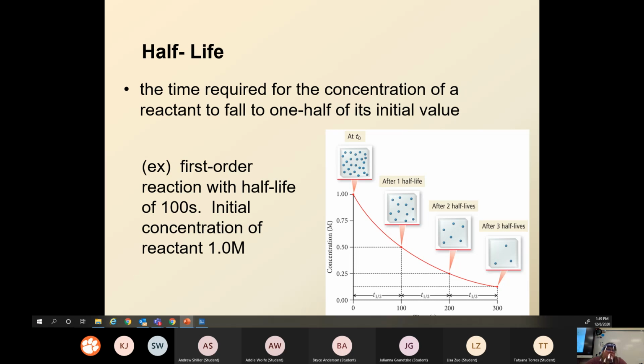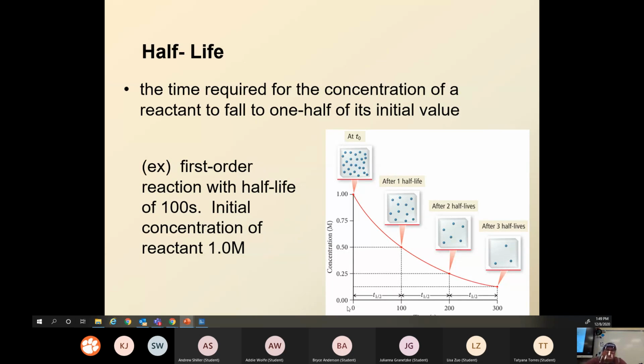So here it says you have a first order reaction with a half-life of 100 seconds, and the initial concentration of the reactant was 1 molar. So you started off with 1 molar, after 100 seconds, that 1 half-life, it's cut in half to the 0.5. After another 100 seconds, that 0.5 is cut in half to the 0.25. After another 100 seconds, that 0.25 will be cut in half to the 0.125, and then it will continue going.